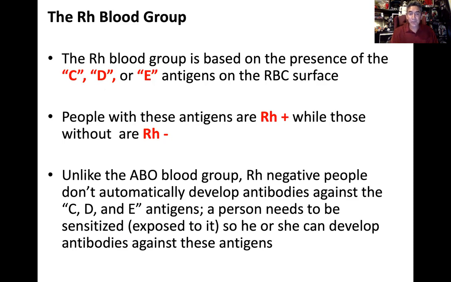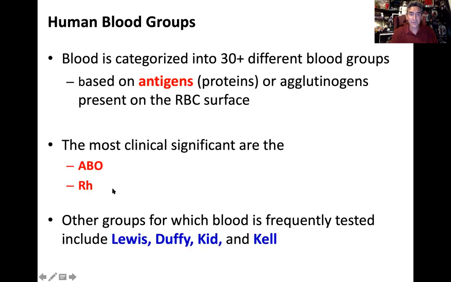So unlike ABO blood groups, RH negative people do not automatically develop antibodies. This is a big deal, right? We do not spontaneously develop antibodies. We must first be sensitized. So you must be exposed somehow to an RH factor that you don't have in order to develop the antibodies for it. There must be some sort of prior sensitization or exposure before you develop antibodies. So a very, very different category of antigens, the ABO and then the CDE here.